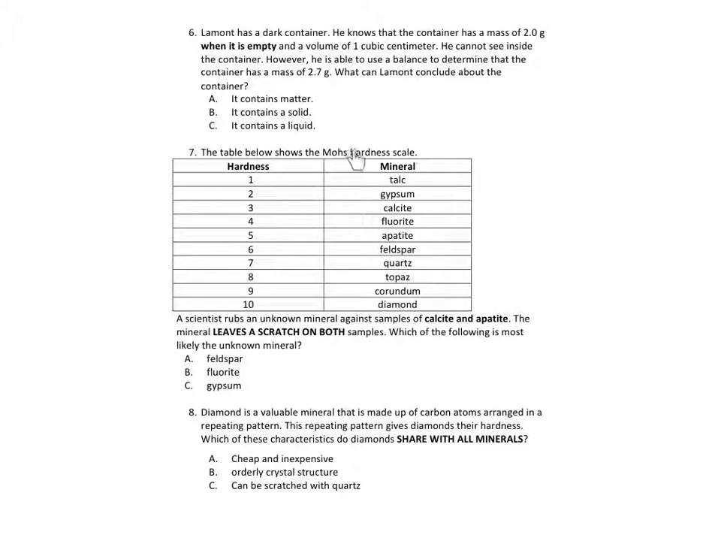Number 7. The table below shows the Mohs hardness scale. A scientist rubs an unknown mineral against samples of calcite and apatite. The mineral leaves a scratch on both samples. Which of the following is most likely the unknown mineral? A. Feldspar. B. Fluorite. C. Gypsum.